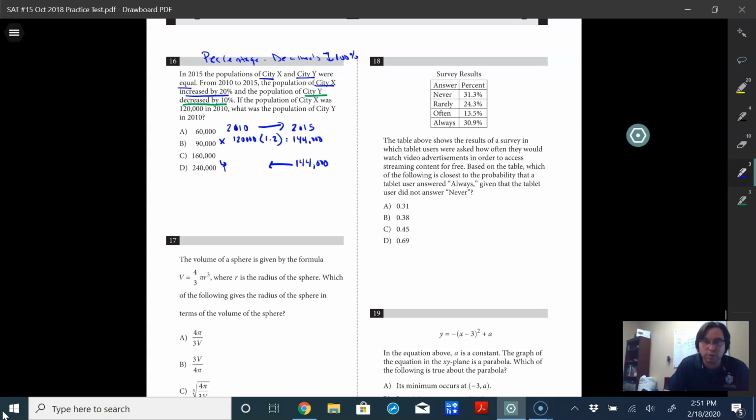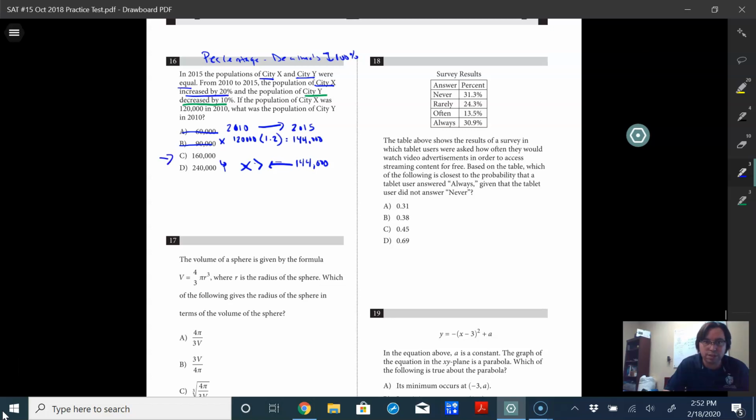So we actually have to figure out, city Y lost population. So we know this value has to be bigger than 144,000, because Y lost population. So it cannot be B or A for sure. And so it's just by how much. C is probably the next best answer choice we could look at.